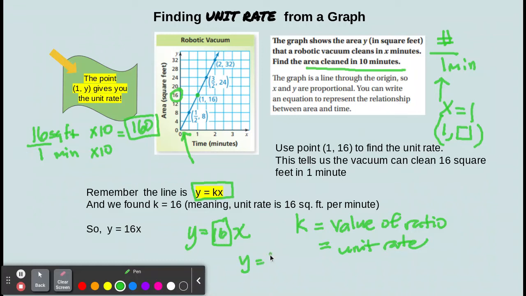So our equation actually is y equals 16x, meaning if we wanted to know 10 minutes, right? If we plugged in x equals 10, that would give us 160. We could find the answer. If we wanted to know 1,000 minutes, we'd be able to tell you how much the robotic vacuum could clean by calculating it with this equation.